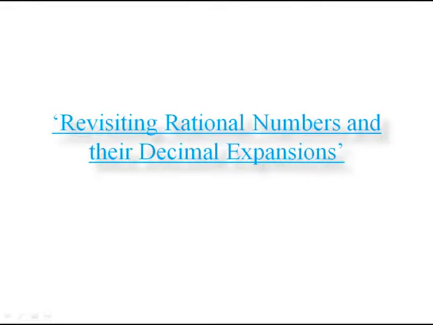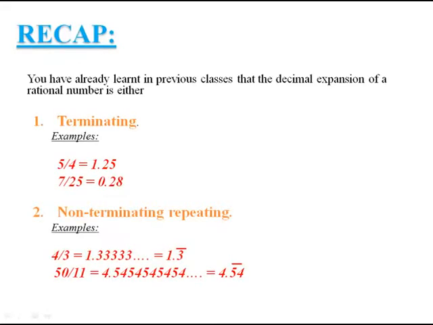We now come to the next part of our session, revisiting rational numbers and their decimal expansions. Let's have a small recap of what we've learned in the previous classes. We've learned in the previous classes that the decimal expansion of a rational number can be either terminating or non-terminating repeating.